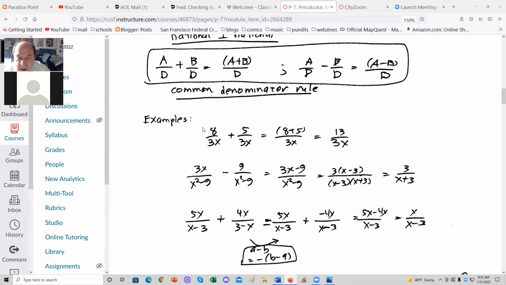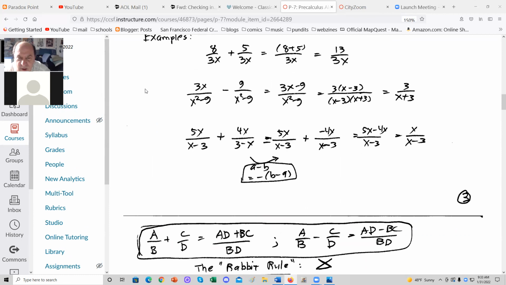So for example, 8 over 3x plus 5 over 3x. Well, we add the numerators, 8 plus 5, over the common denominator, 3x. That leaves us with 13 over 3x. Here we have 3x over x squared minus 9 minus 9 over x squared minus 9. Common denominator, here it is. Subtract the numerators, 3x minus 9.